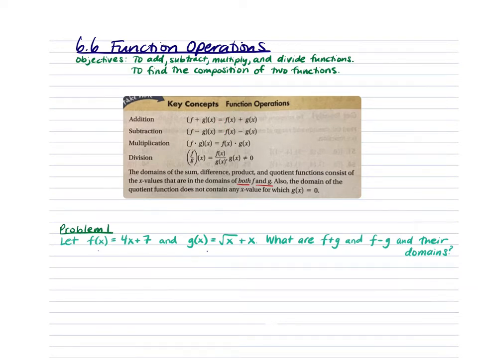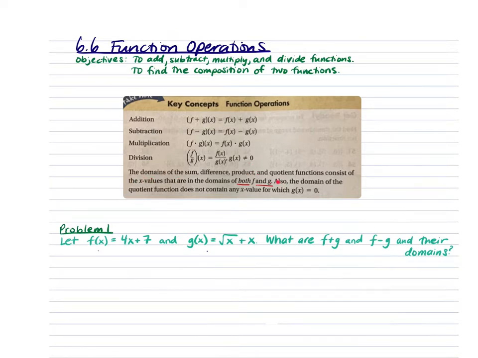So this is the notation for adding the two functions. There's a function defined for f, a function defined for g. F plus g of x is the same as f of x plus g of x. And same with minus, times, and divide. You just have to make sure with division that your g of x doesn't equal 0. And you do that with the domain.